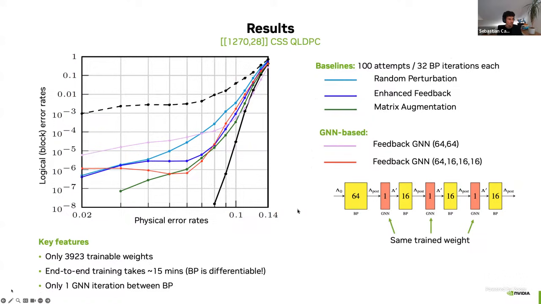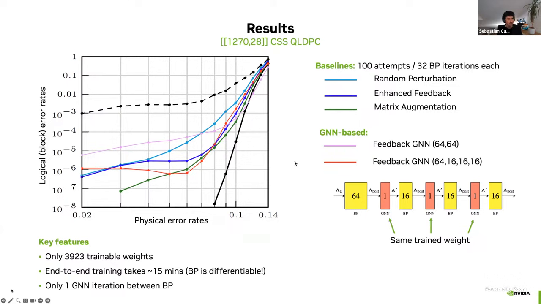So let's have a look at the performance now. Training is actually super fast. It takes about 15 minutes or so. We are much better now. We have different versions. One version does 64 BP iterations, then one GNN layer, and then 64 BP iterations, which gives us the pink curve here, which is already pretty good. But we get even better performance if we have multiple of these GNN layers. This is the architecture shown here in the figure.